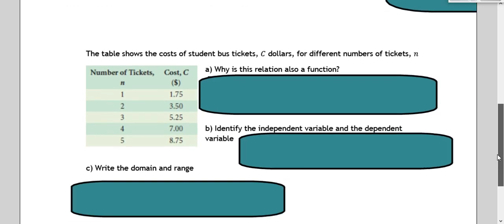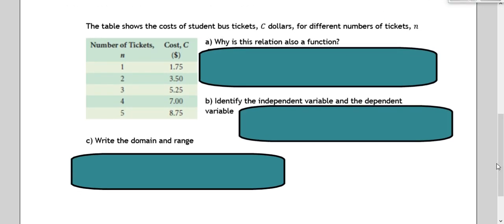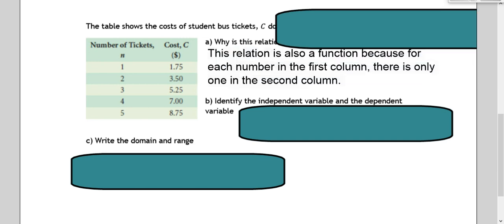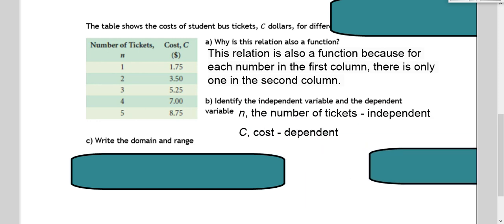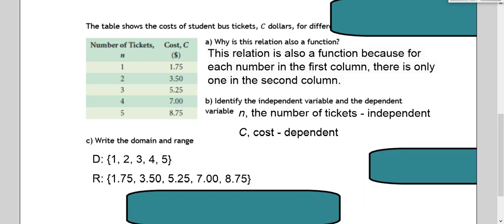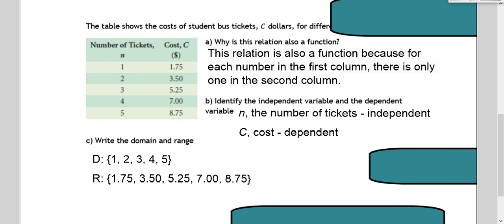Okay, this table shows the cost of student bus tickets, C dollars, for different numbers of tickets, N. Why is this relation also a function? Same reason as before. Each number in the first column has only one in the second column. B, identify the independent variable. The independent variable is the number of tickets, and the cost is dependent on that. The domain is 1 to 5, and the range starts at 1.75 and increases all the way up to 8.75.